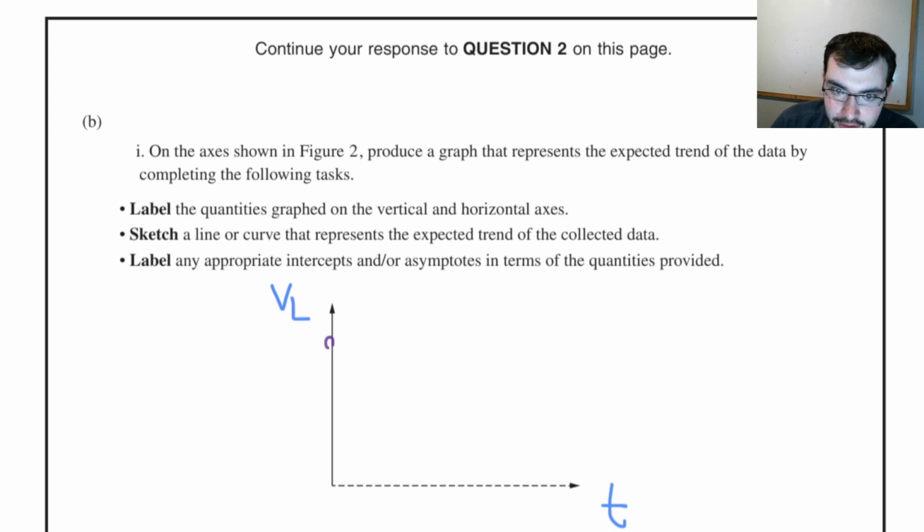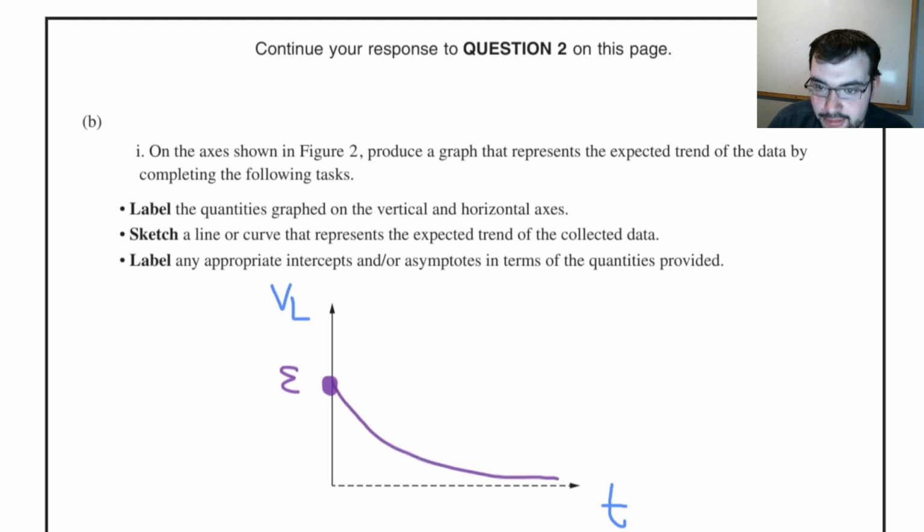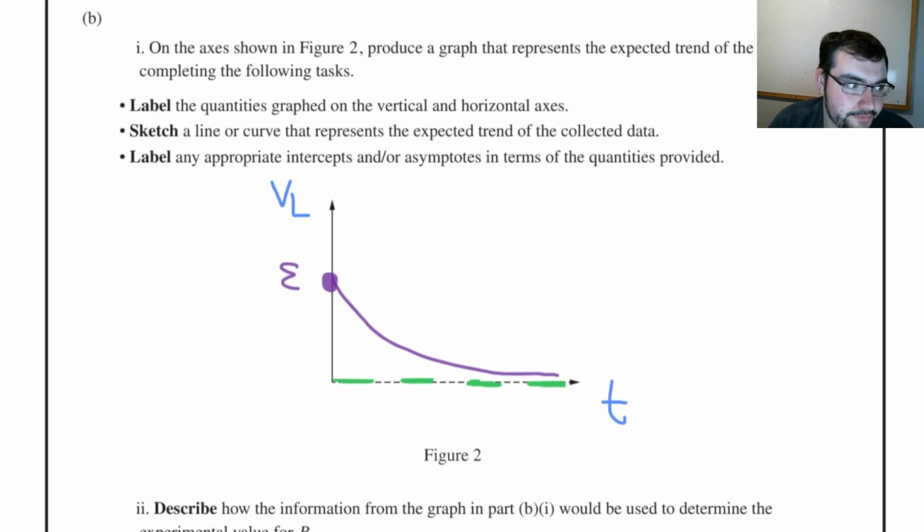Well, voltage of the inductor, we said maxes out. We'll make it more clear. We said it maxes out at the battery EMF, and then it decays towards zero exponentially, because anytime you have an inductor or a capacitor, it's this sort of exponential relationship. It also says to mark any asymptotes, so just to be very clear, it's decaying towards zero.